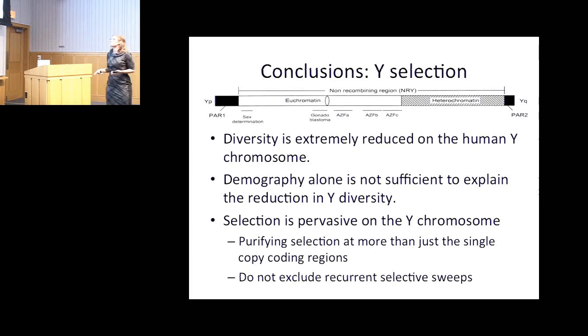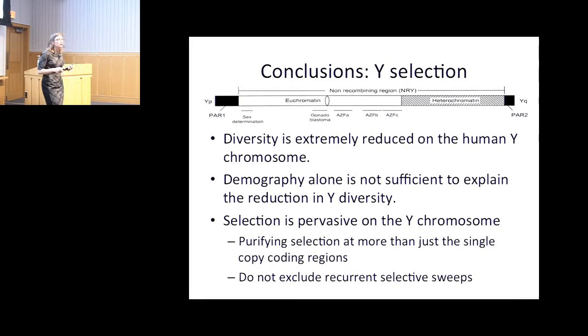I think a lot of people here study copy number variants. This would be a great system to get into. But we don't exclude recurrent selective sweeps. So it could be purifying selection. Positive selection would give a similar signal, and right now we don't test between those. Likely, it's probably some combination of the two.